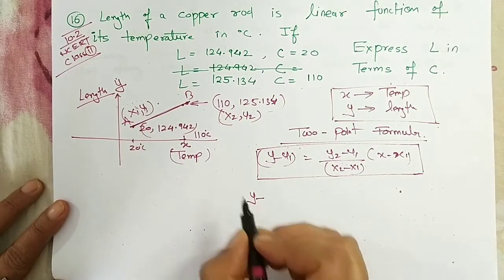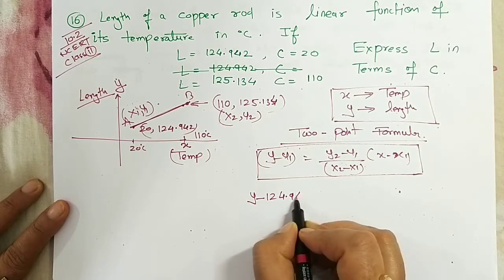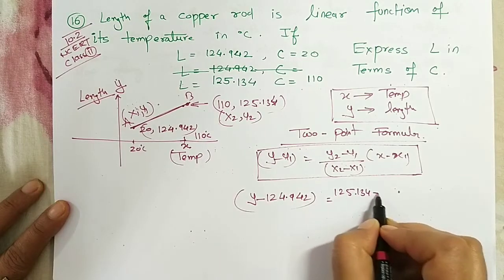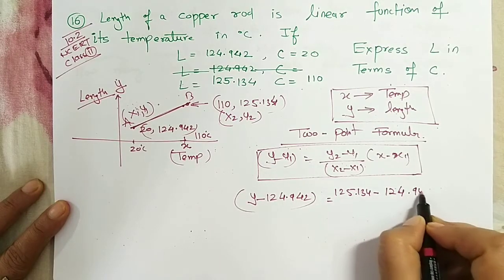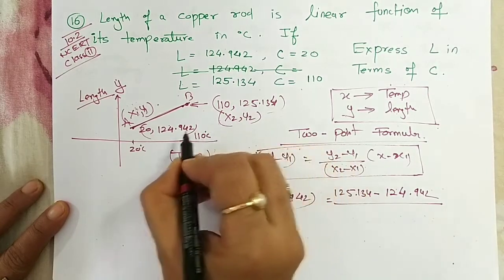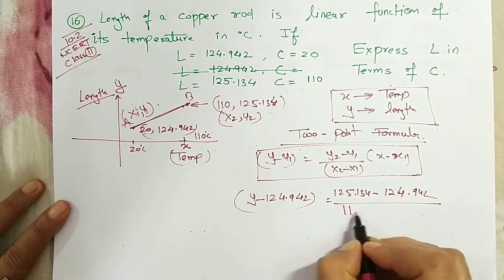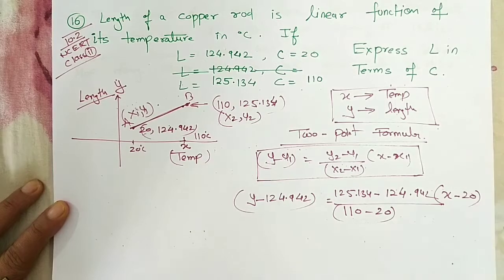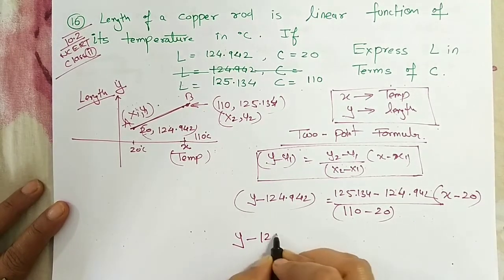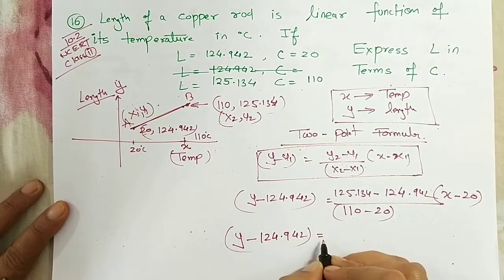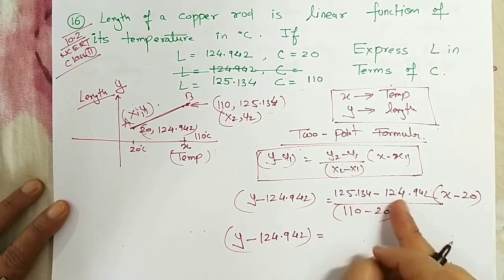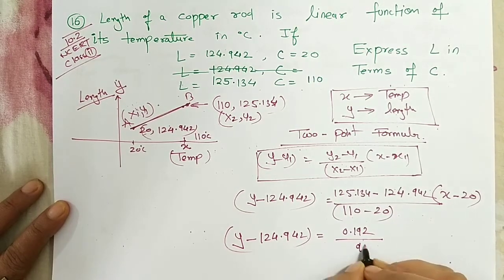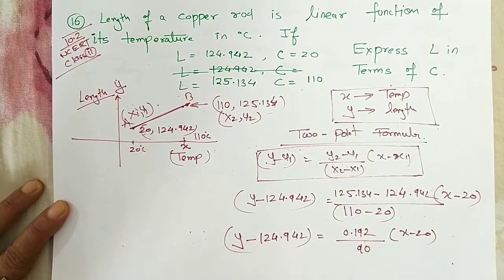So can I write y minus y1, which is 124.942, is equal to y2 minus y1, 125.134 minus 124.942, by x2 minus x1, this is x1, so 110 minus 20, into x minus x1, which is 20. Let me simplify. Y minus 124.942 is equal to, if you subtract these, please try to solve on your own, 0.192 by 90, into x minus 20.